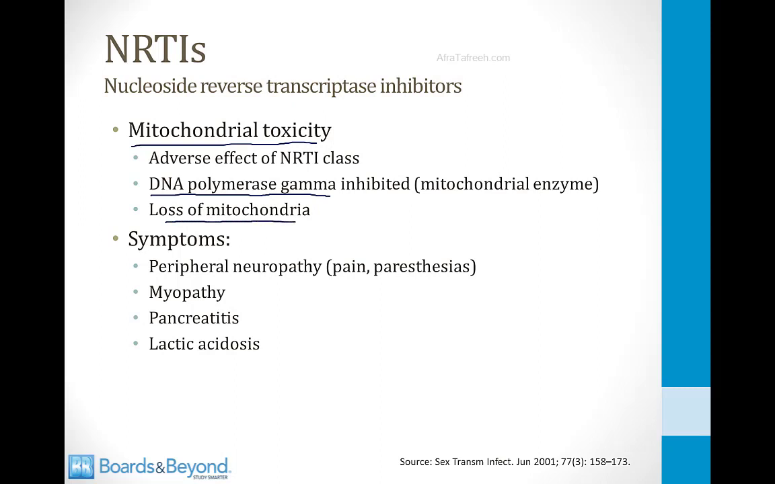So what are the symptoms of that? Well, mitochondria are found everywhere, but some of the symptoms that predominate include peripheral neuropathy, so pain and paresthesias can occur, muscle soreness from myopathy. Patients with mitochondrial toxicity can develop pancreatitis. And then finally, one of the most dangerous potential effects of mitochondrial toxicity is lactic acidosis.